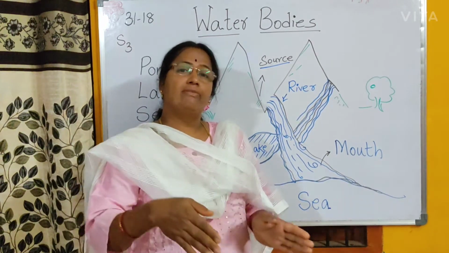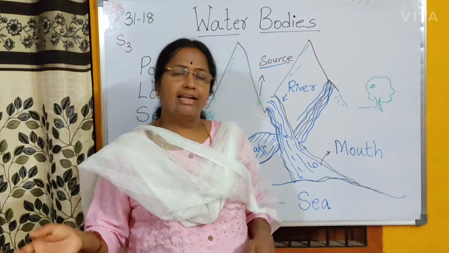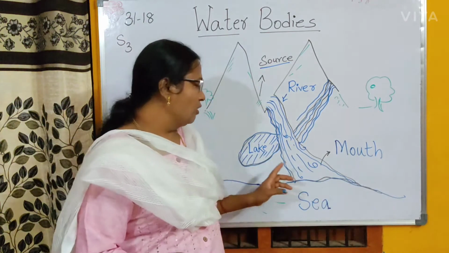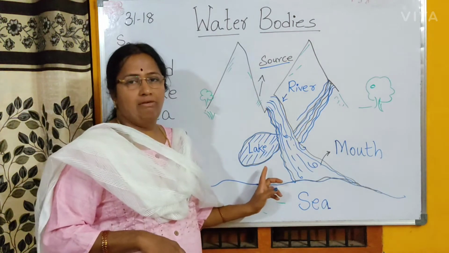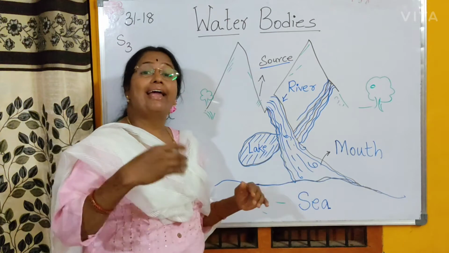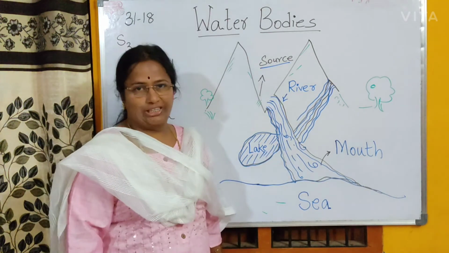And the river flows towards a plain area, the land that is leveled area. While the river is flowing, it also fills lakes with the water. And at the end, the rivers join seas or oceans.